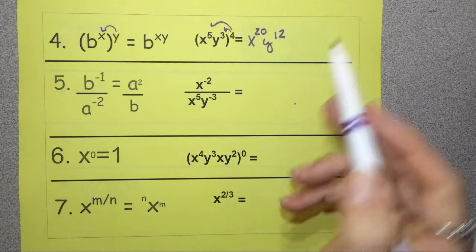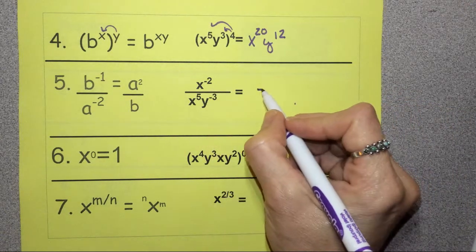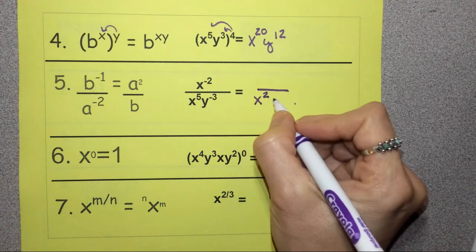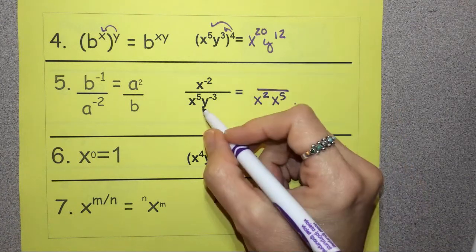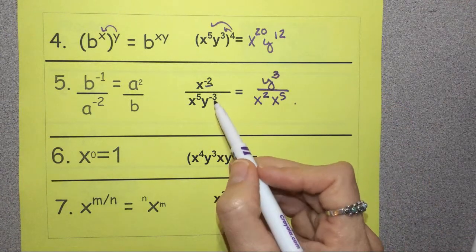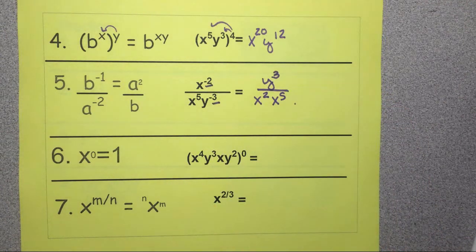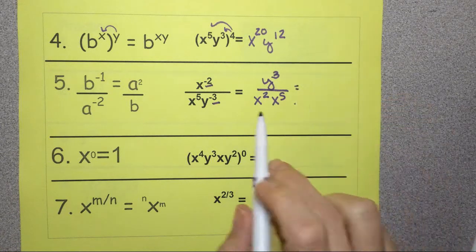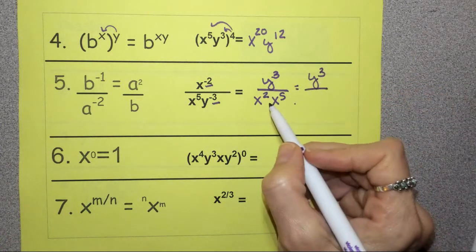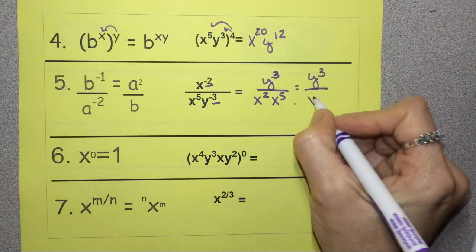So looking at this example right here, the x to the negative 2 is going to go to the bottom. The x to the 5th is going to stay right where it is. And the y to the negative 3rd is going to go to the top. So only these two negative ones moved. The x to the 5th stayed where it was. You can see that on the bottom, we can continue. So we get y to the 3rd on top. On the bottom, because I'm multiplying, I add the exponents.